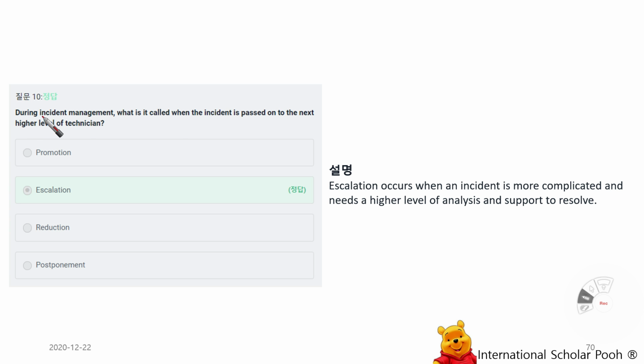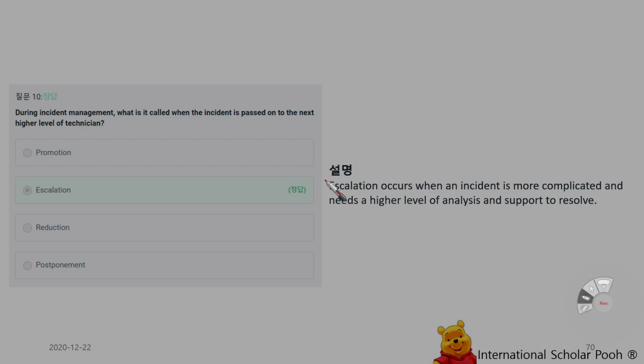During incident management, what is it called when the incident is passed on to the next higher level of technician? Escalation. Escalation occurs when an incident is more complicated and needs a higher level of analysis and support to resolve.